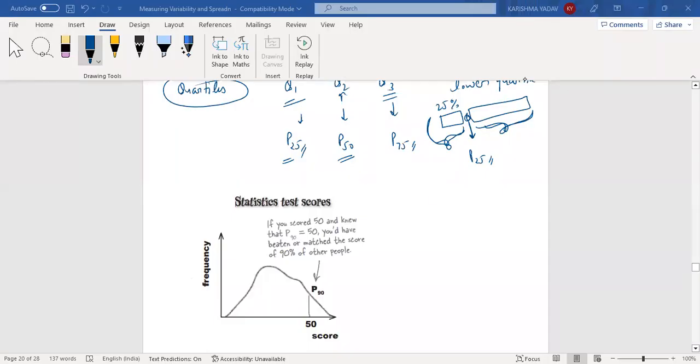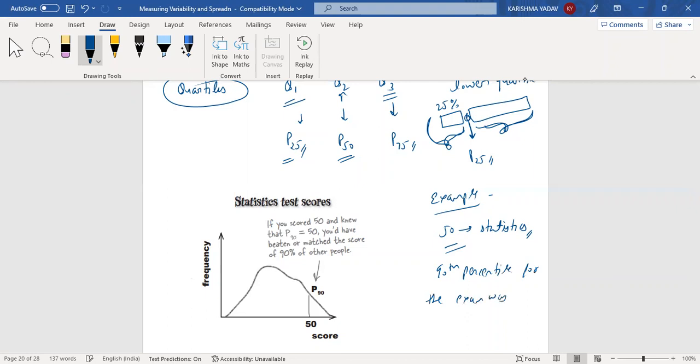The example is, suppose you heard you scored 50 in your statistics test. Now with just this number 50, you can't tell whether you have achieved great marks relative to the other marks, or relative to anyone else. But if you are told that the 90th percentile for the exam was 50, you know that you scored the same as or better than 90% of the people.